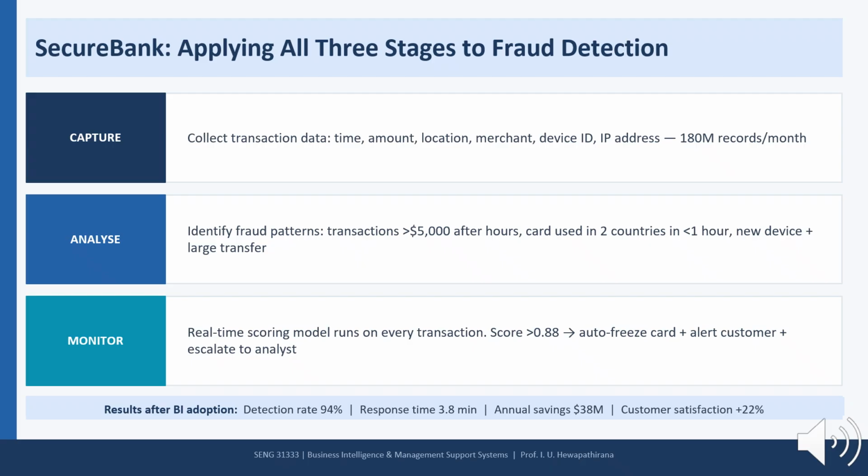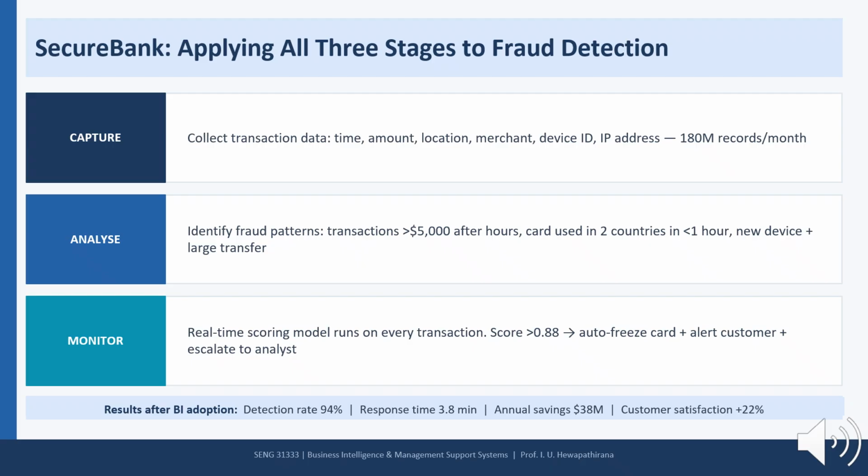In the monitor stage, that model is deployed in real time. Every single transaction, all 2,800 that arrive every minute, is run through the scoring model as it occurs. If a transaction receives a fraud score above 0.88, 3 things happen automatically. The card is frozen, the customer receives an alert, and the case is escalated to an analyst for review.